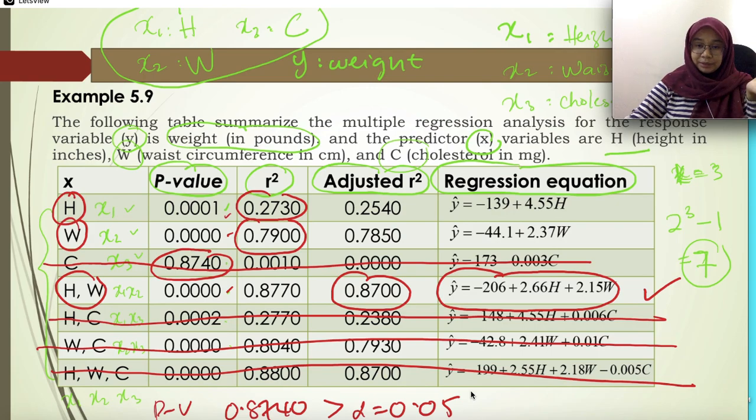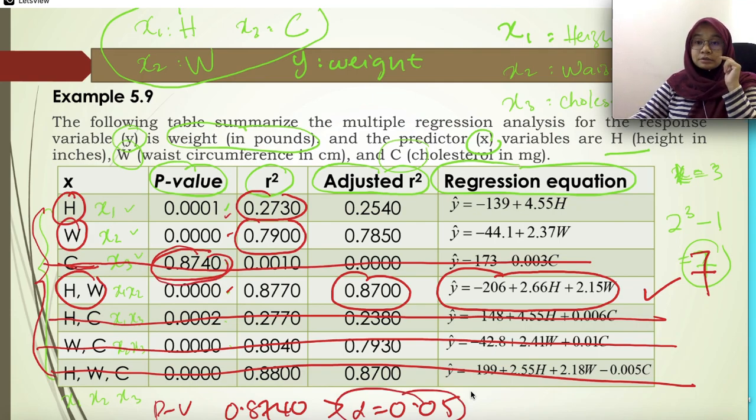Okay, so I repeat again. First, you choose your possible models. Here we have 7 possible models. Next, look at the p-value. C is discarded because its p-value is greater than 0.05. Because the p-value is greater than 0.05, any combination with C is not significant. That's why any combination with C is discarded. Then you are left with H, W and HW. When you look at the p-values for H, W and HW, all are small.